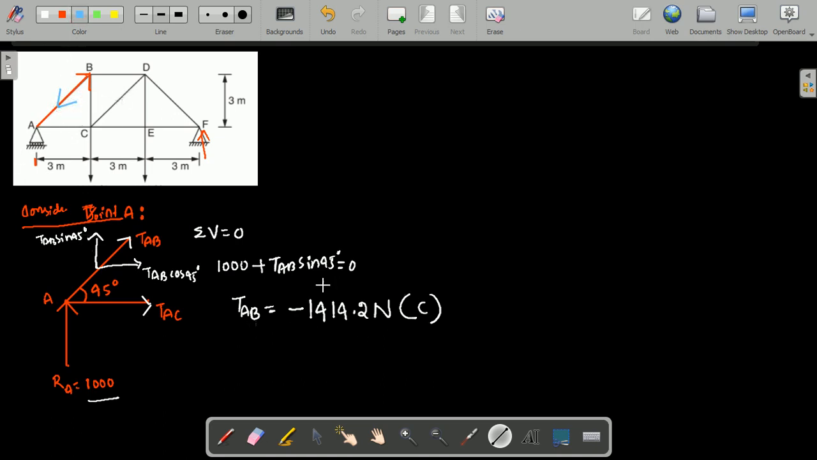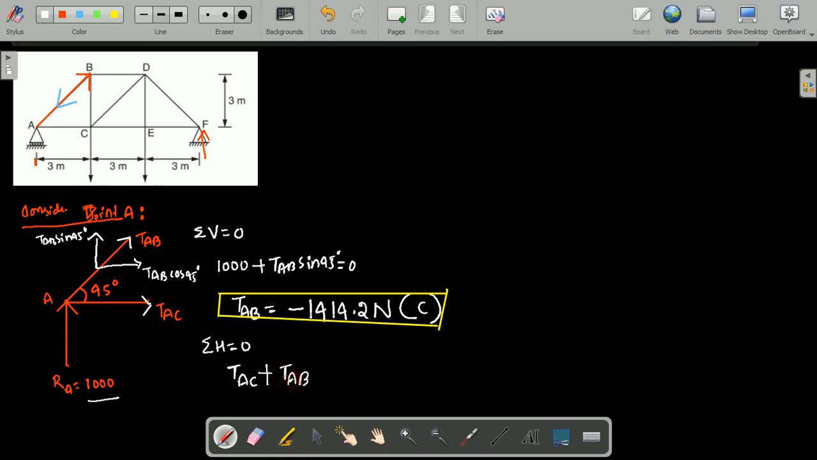So after writing this value you need to mention which type of force it is, whether it is in compression or in tension. So that you need to mention here. So this is our TAB value. Similarly, you need to apply the equilibrium condition. Summation of horizontal force is equal to 0. Horizontal force is nothing but TAC. This is in the positive direction, and TAB is also in the positive direction. TAC plus TAB cos 45 is equal to 0.